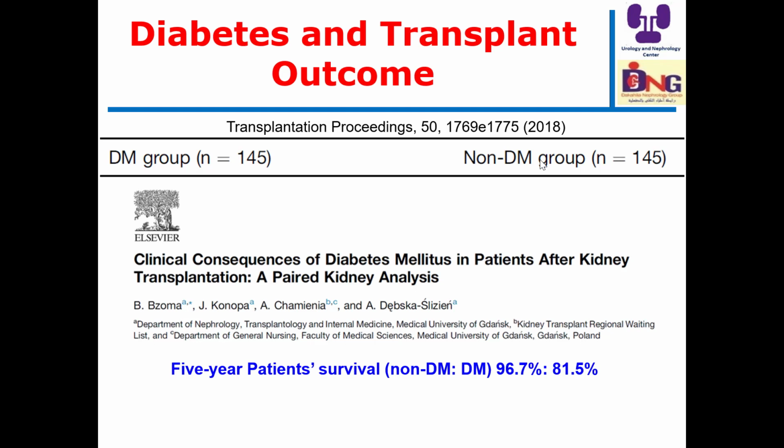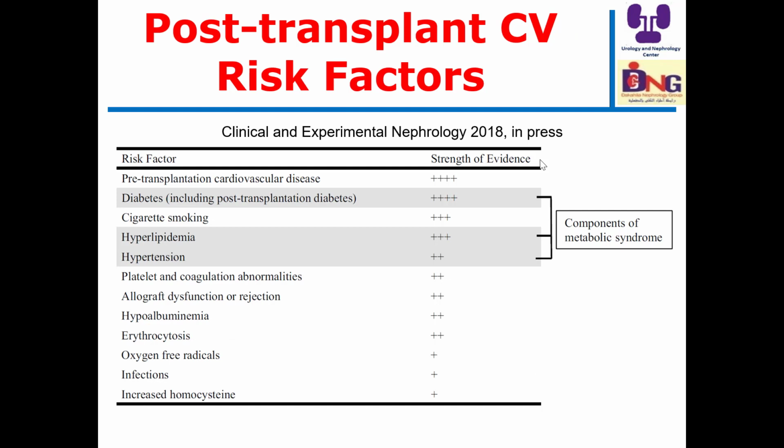Here, the 5-year patient survival is affected because of diabetes. So it seems that diabetes reduces 5-year patient survival by 15%, from 96 to 81%. However, graft survival is not significantly affected by diabetes. Again, this slide summarizes the post-transplant cardiovascular risk factors. You can see clearly that diabetes, including post-transplant diabetes, is a significant risk factor for cardiovascular disease.